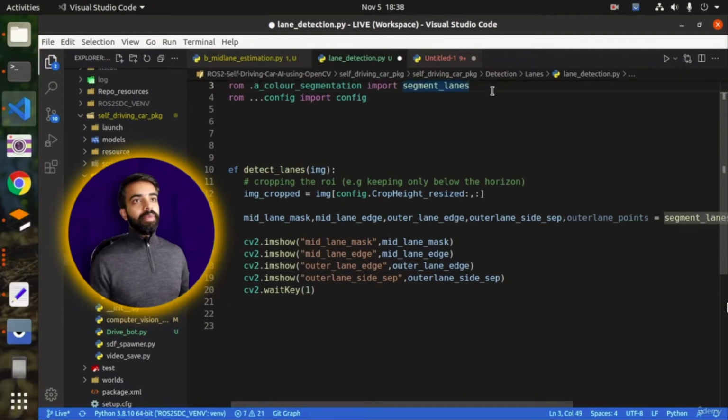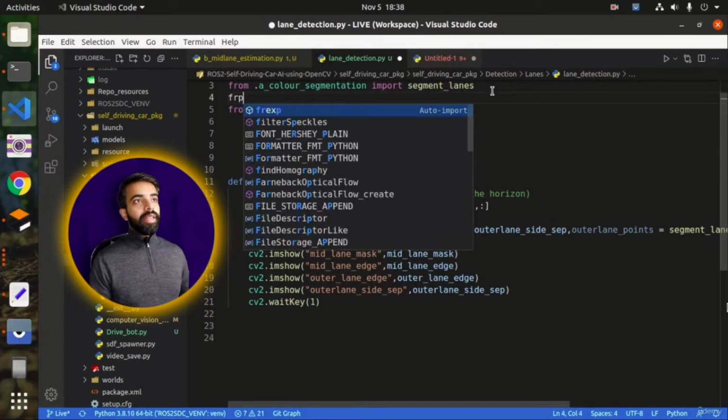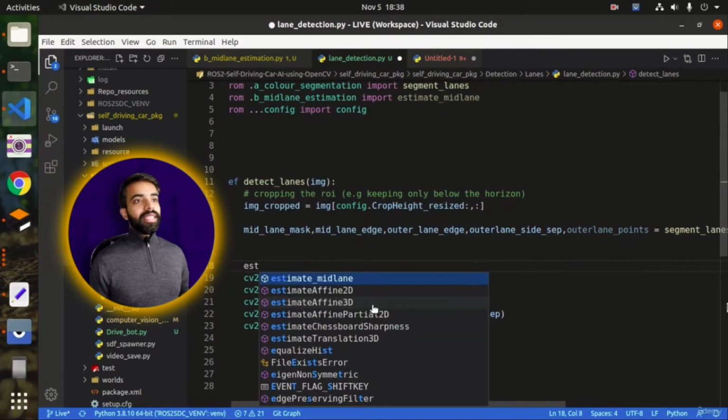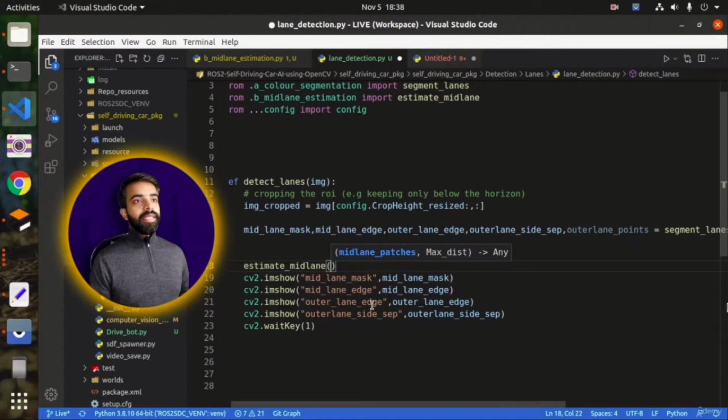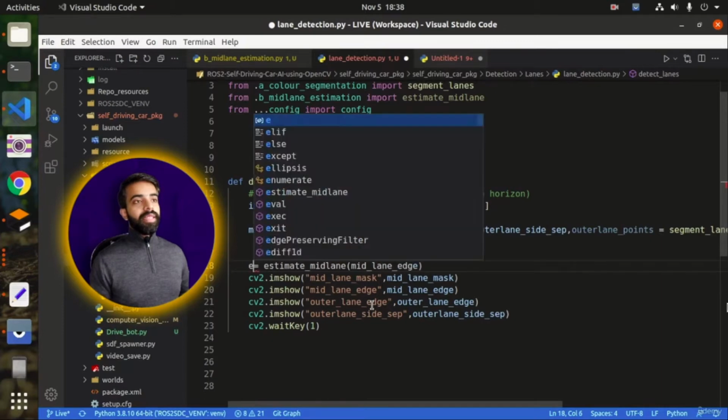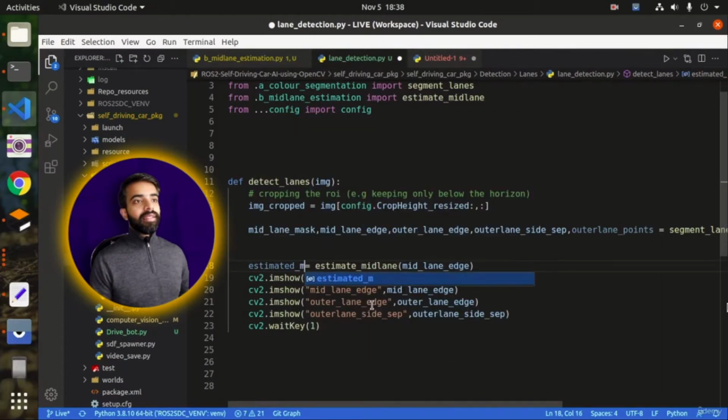And that can be done by simply importing that particular function by writing from .b_mid_lane_estimation import estimate_mid_lane. We go after this display function, or before this display function, simply calling the estimate_mid_lane, pass in the mid-lane edge, and then what we get as an output is simply the estimated mid-lane.